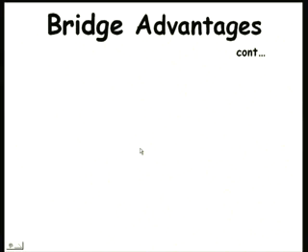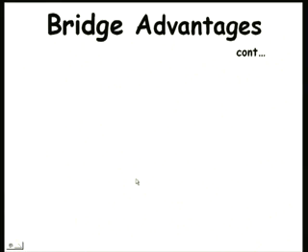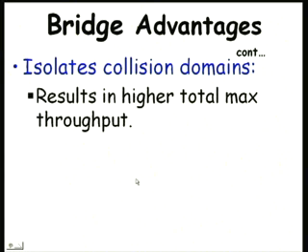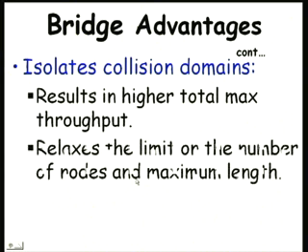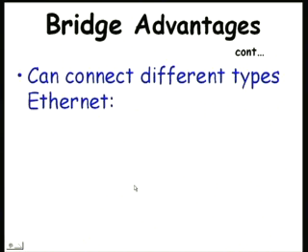Okay, typically they are implemented using a computer, because they need to do several things like buffering frames and so on, typically implemented in software. Isolates collision domains, higher throughput, relaxes limit on the number of nodes and maximum length, can connect different types of Ethernet, because it stores, it buffers them.